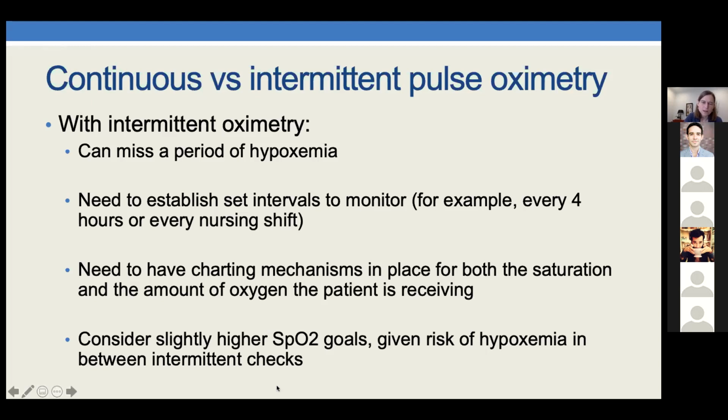And both of those are important, again, in terms of setting up systems that allow people to do their jobs and to monitor. And then finally, I would argue you may want to go with slightly higher saturation goals in these settings, because you at least have less chance of hypoxemia if you're starting at a bit of a higher goal. That would be an argument perhaps for doing 92 to 96% instead of 90%.